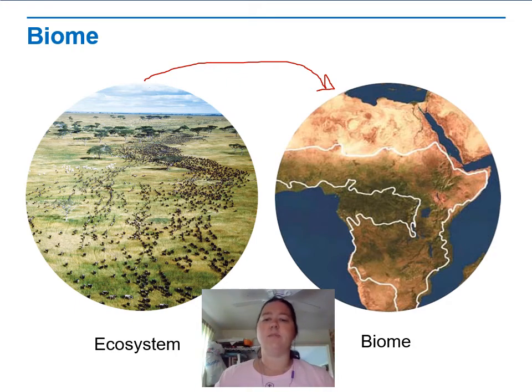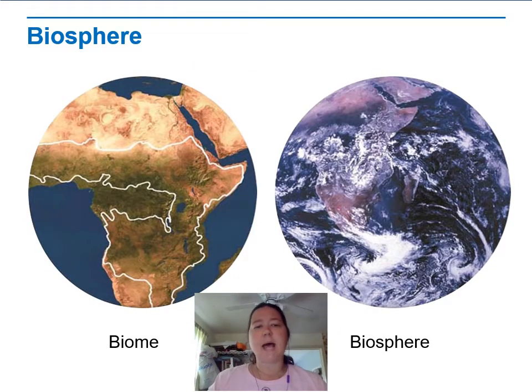So biomes are basically just looking at large areas of ecosystems. So you can see here, all right, it's looking at this whole area of Africa, okay? All right, which incorporates many different cities, many different countries. This is all a biome, all right? And then biomes ultimately come together to make up the biosphere.